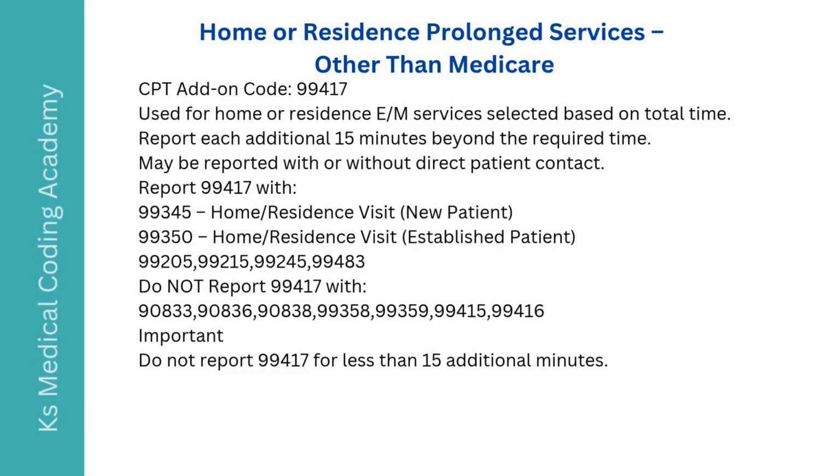This slide explains CPT code 99417 for prolonged home or residence evaluation and management services used by patients other than Medicare. Report 99417 only when the primary (EM) service has been selected using total physician or qualified healthcare professional time on the date of the encounter. 1 unit of 99417 represents each additional 15 minutes beyond the required time. For home or residence services, CPT 99417 is commonly reported with 99345 for new patient visits and 99350 for established patient visits when prolonged time requirements are met.